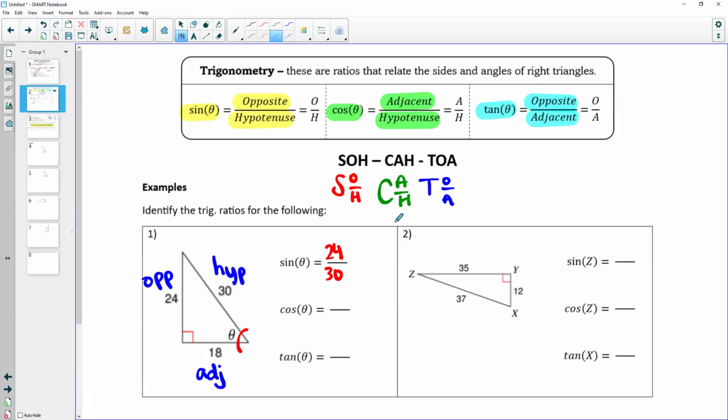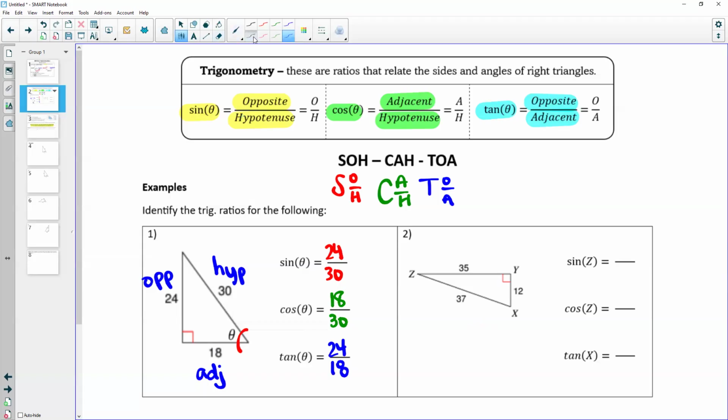Next, we could take a look at the ratio for cosine of theta. Cosine of theta is going to be the ratio of adjacent over hypotenuse. Our adjacent goes on top. The adjacent for theta is 18 over the hypotenuse, which here is 30. And then lastly, we could take a look at tangent of theta. The ratio for tangent is opposite over adjacent. Opposite is 24 over the adjacent, which is 18. So we get 24 over 18.